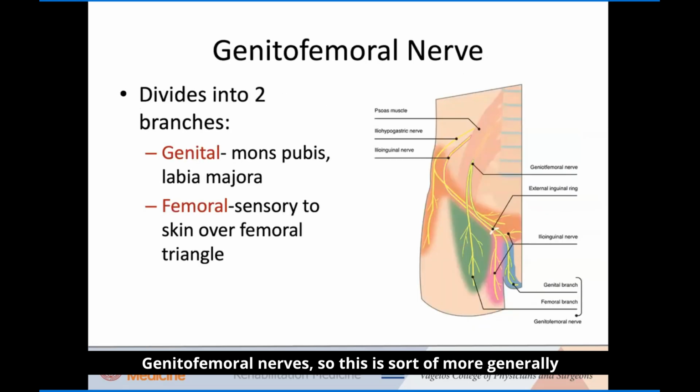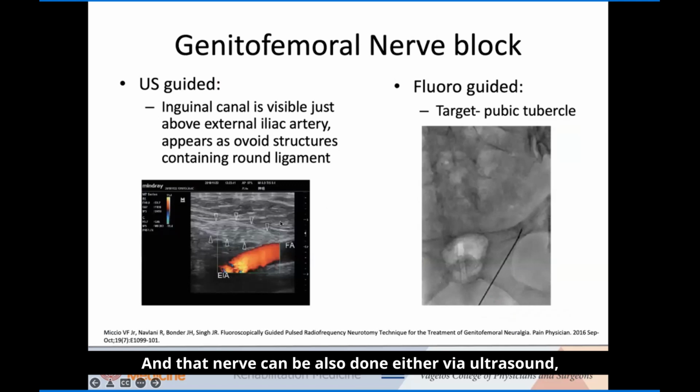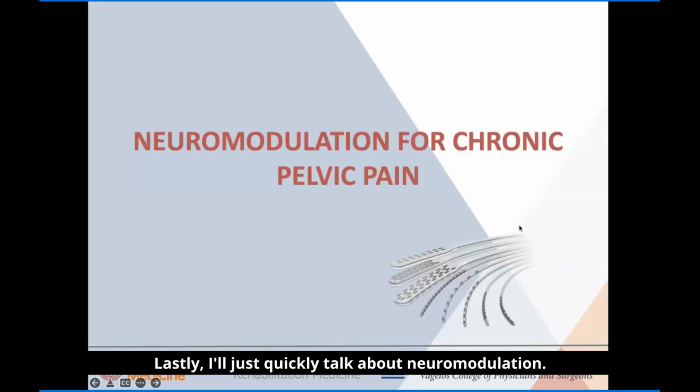Genitofemoral nerves. So this is generally more inner groin region. So you can see the genital and femoral branch. So a little bit further medial into the groin region here. And that nerve can also be done either via ultrasound, which is here. You have to be really careful because it's right above the external iliac artery. So we want to be really careful with getting into that nerve with ultrasound, as well as obviously with fluoro here, but that can be done as well under fluoro guidance.